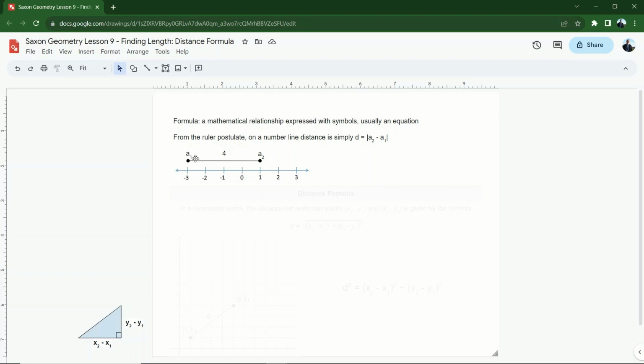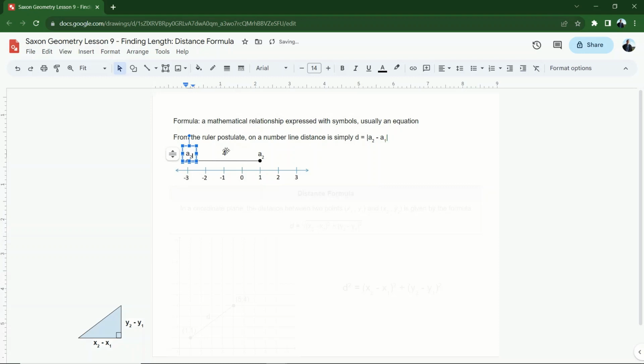I just want to point out, if we wanted to switch around A2 and A1, let's say we make this first point A2 and the second point A1, the ruler postulate still works for us. So it's going to be -3 minus 1, which is -4. And then we're going to take the absolute value of that, which becomes 4 again. So either way, this works. All right, so that's our basic way of calculating distance.